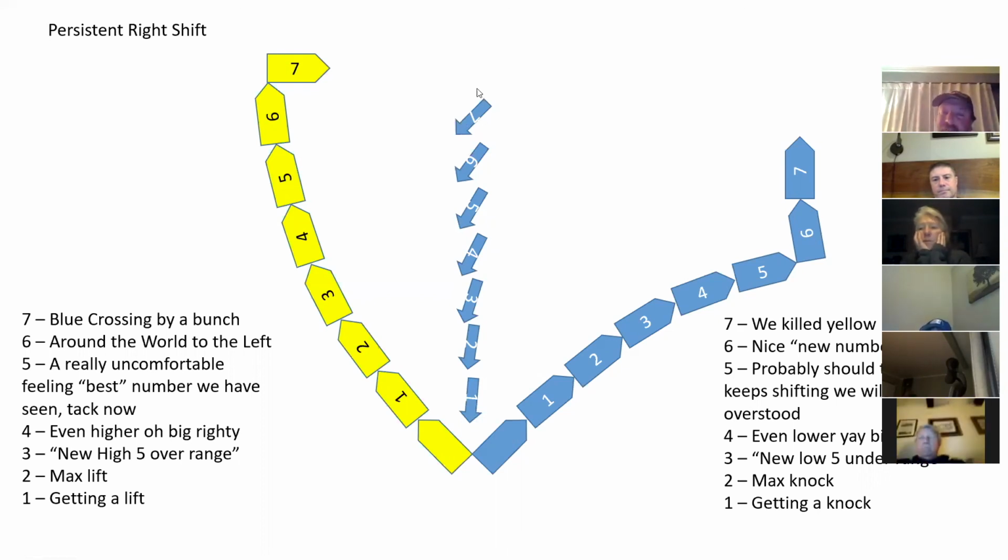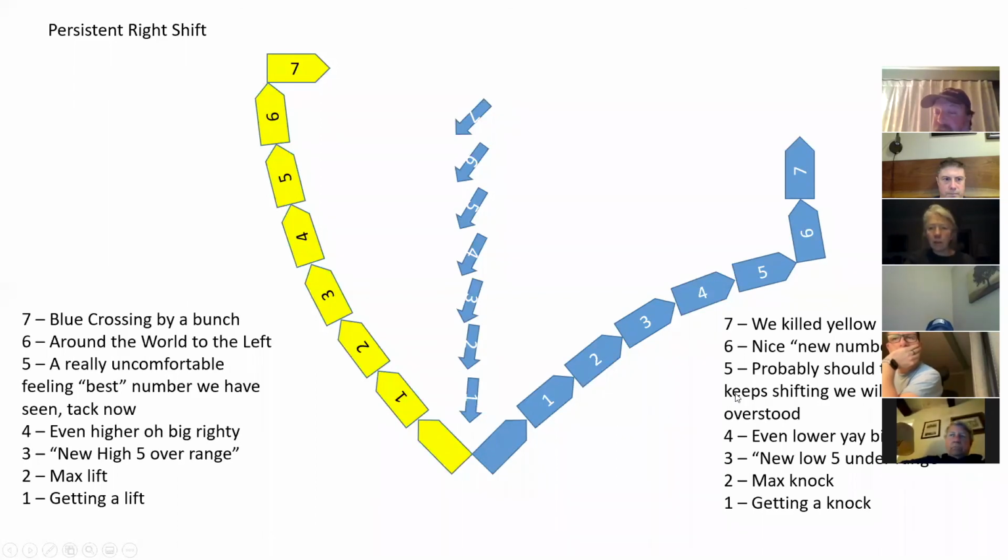But when you're in a persistent shift, the boat in the blue is seeing a header as this starts. So at 1, we're getting a little knock. At 2, okay, this is the biggest number that we've seen. This is the number we would expect, if we were tracking our oscillations, to start to go back. But it doesn't. It goes even more. Oh, we have a new low number now. So when you get to 3, this is outside of what we saw before. And then it looks like it keeps going even more. So now you know that you're in a persistent shift, because the numbers at 3 and 4 are outside of what you were seeing before. That's how you can identify that you're in a persistent shift.